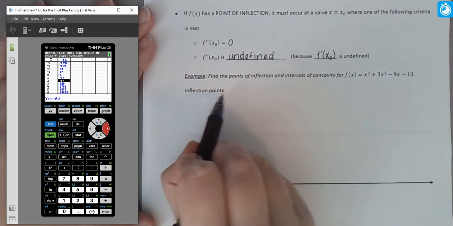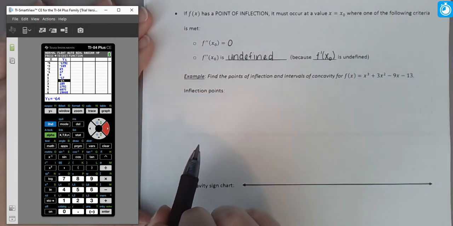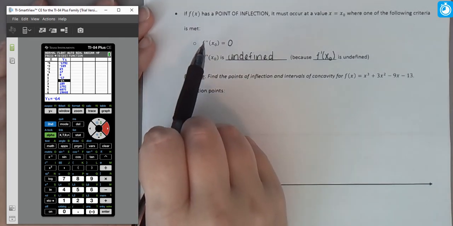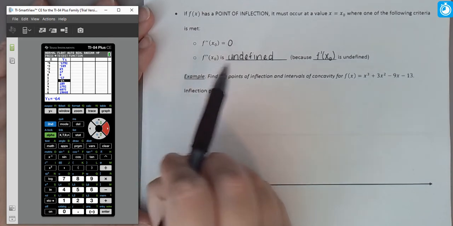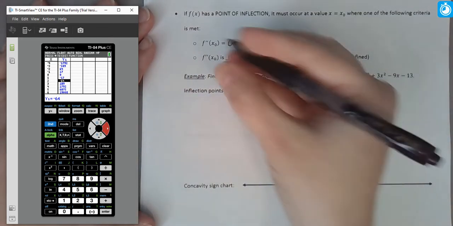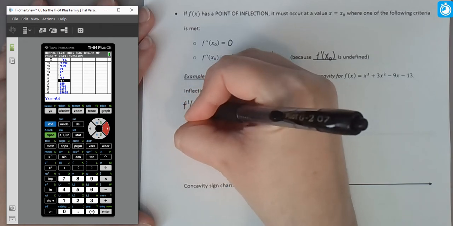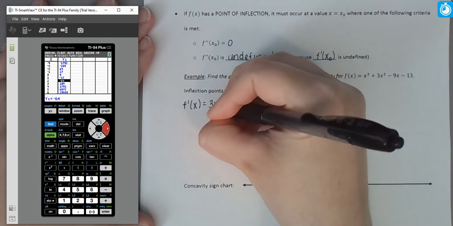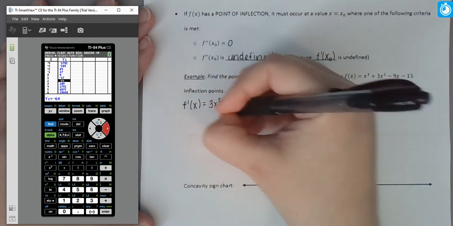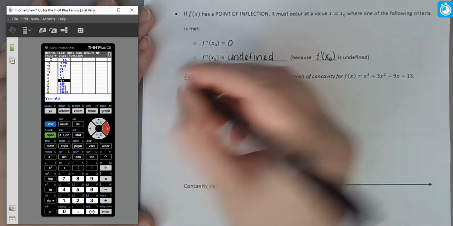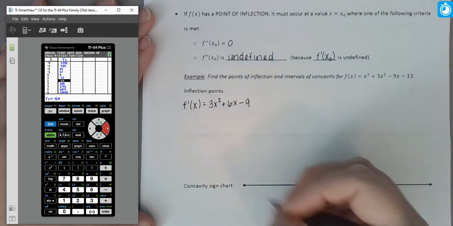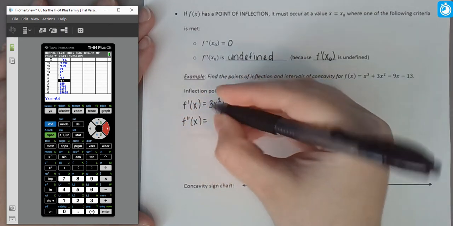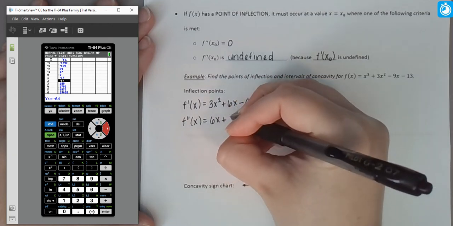Okay, so let's start with the inflection points. Think of those like critical values for the first derivative. So the inflection points are going to occur at locations where either the second derivative is 0 or where the second derivative is undefined. So in order to find the second derivative, we of course need the first derivative first. So differentiating one time, we have 3x squared plus 6x minus 9. And then if we take our second derivative, differentiate again, that's going to be 6x plus 6.